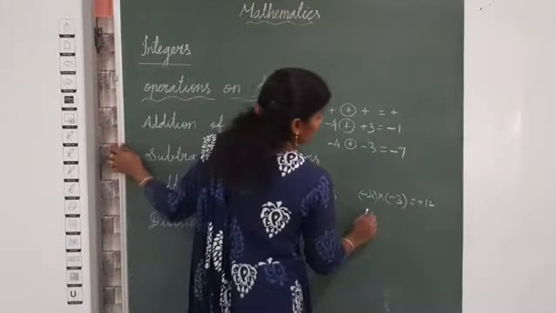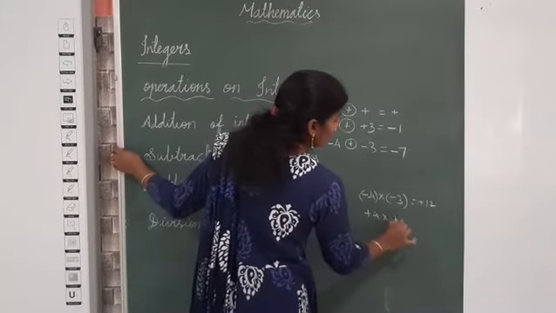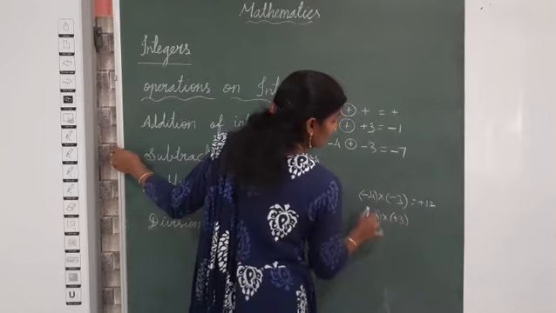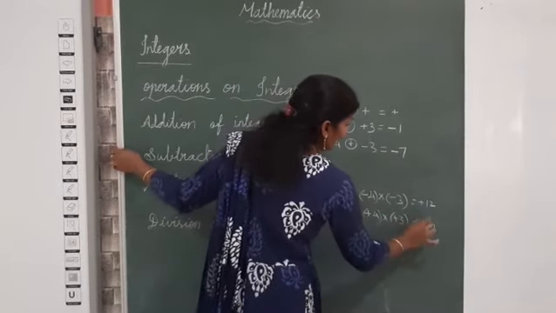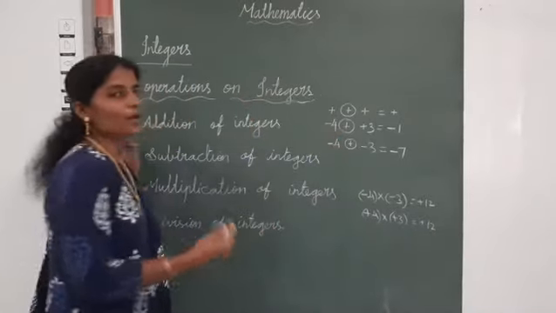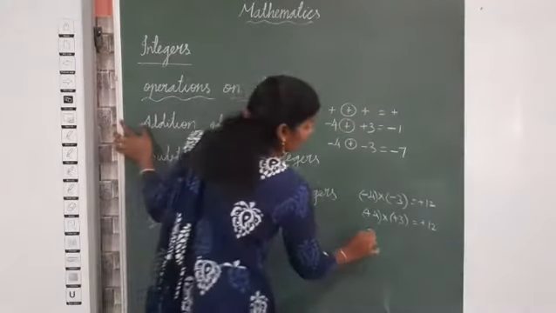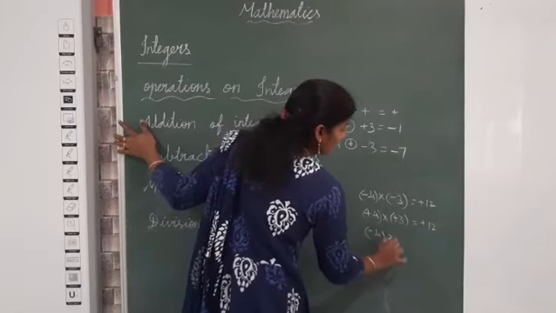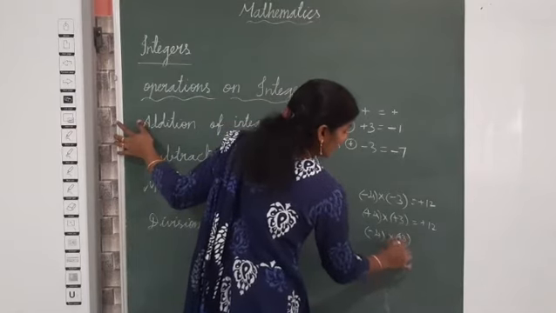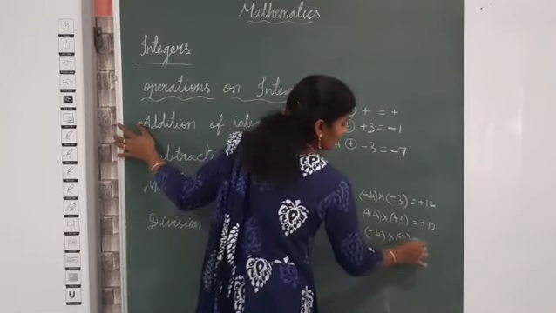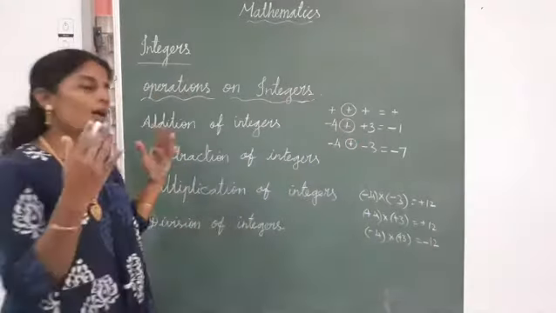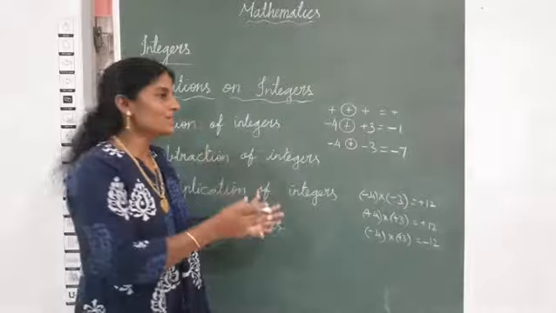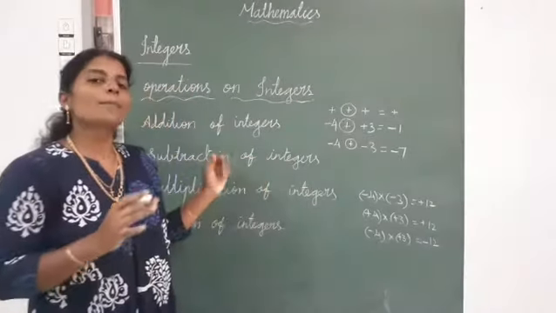Positive. Suppose plus 4 into plus 3. Same sign. 4 times 3 is 12. Same sign means positive. Suppose different sign: minus 4 into plus 3. Different sign, here minus, here plus. So that answer is minus. Different sign means always negative. Same sign means always positive.